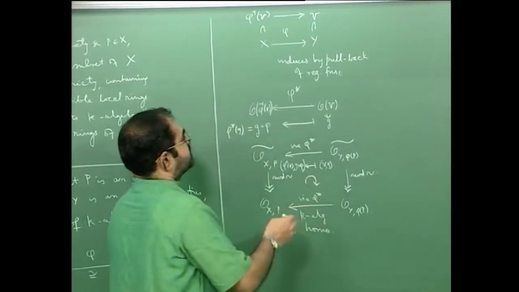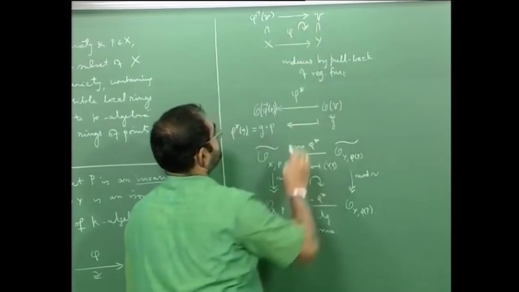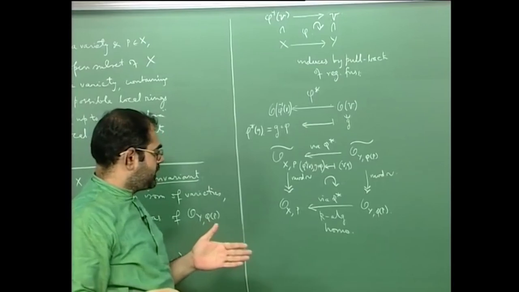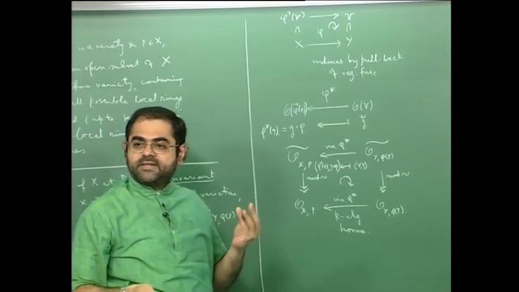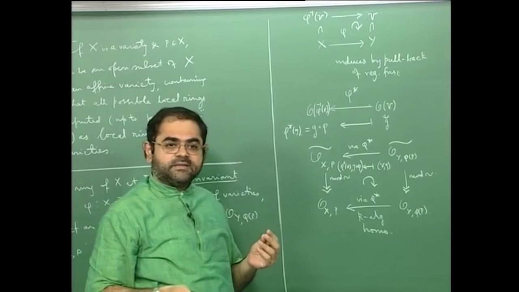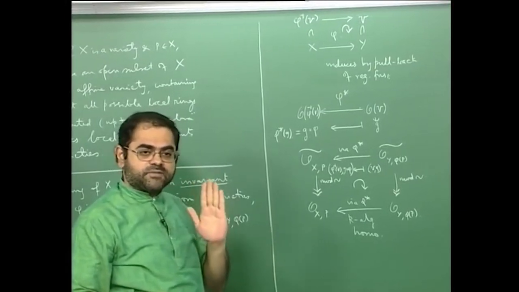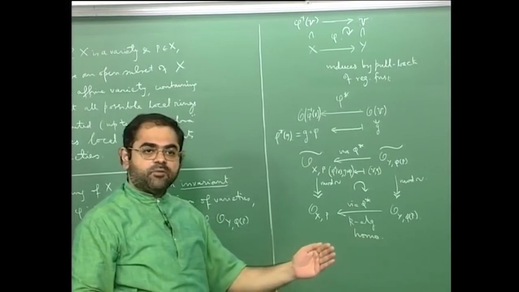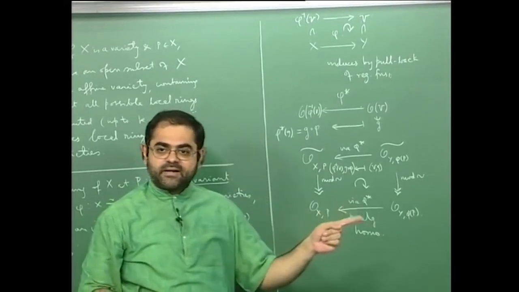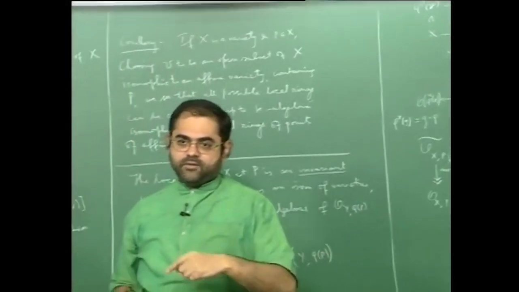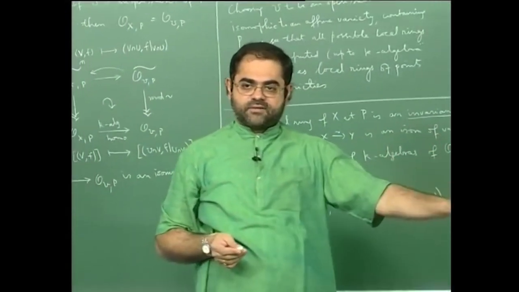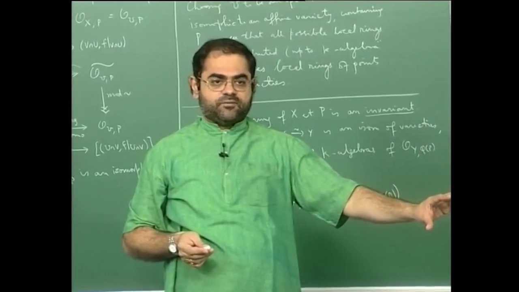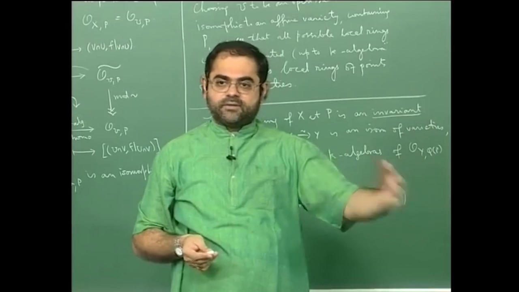This diagram of course commutes, so does this. You must think of this as an infinitesimal version of the following fact. Whenever you have a morphism from one affine variety to another affine variety, it induces a pullback from the regular functions on the target to the regular functions on the source.